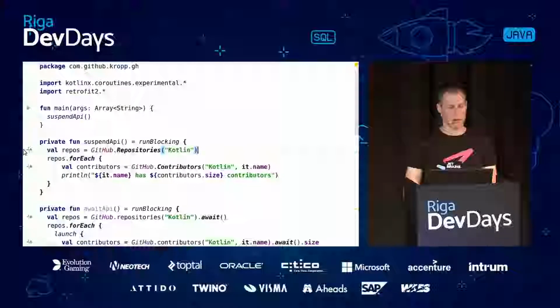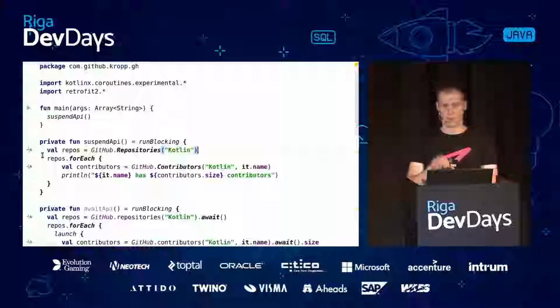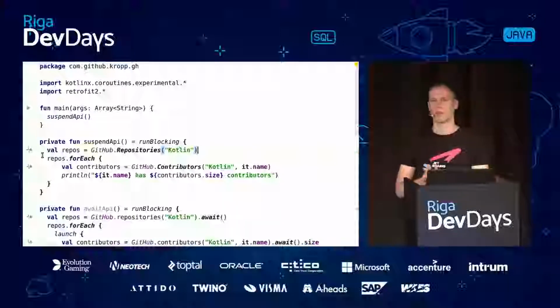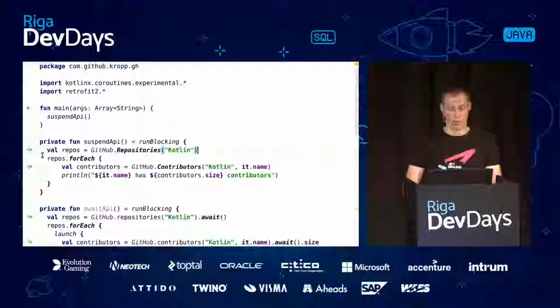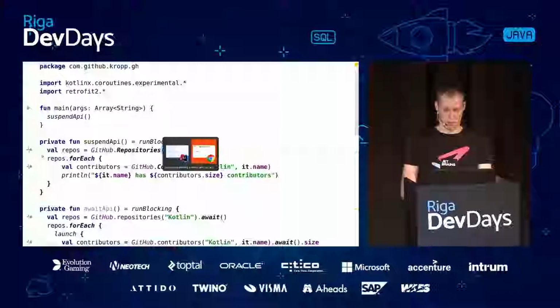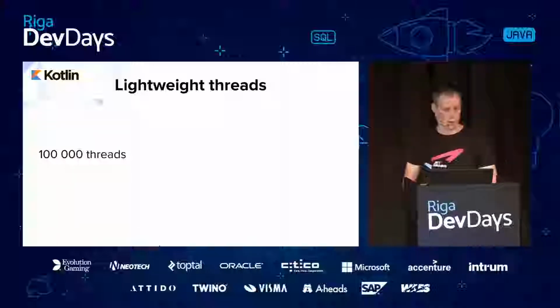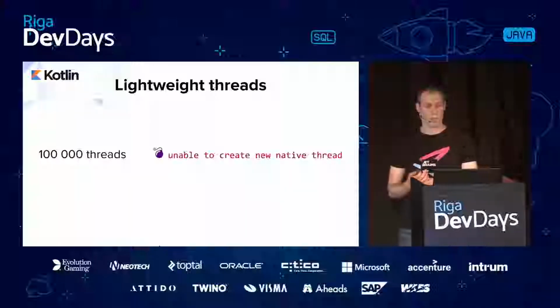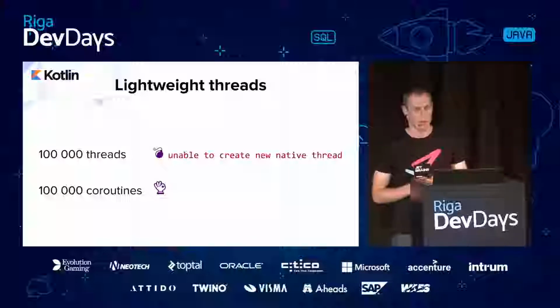There is a marker on the left-hand side in the IDE that shows us that at this point in the method body, it can be suspended and resumed later after a result is ready, and thus the thread will not be blocked. So this is how we can write better APIs in Kotlin. Okay, let's get back to the presentation shortly. With 100,000 threads, we got an unable to create new native thread exception. 100,000 coroutines work just okay.